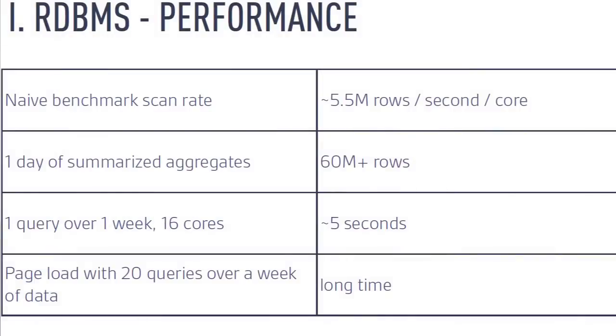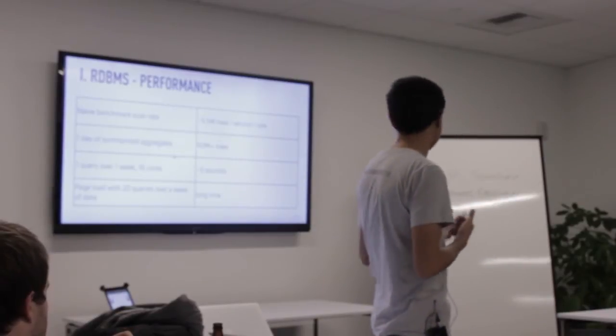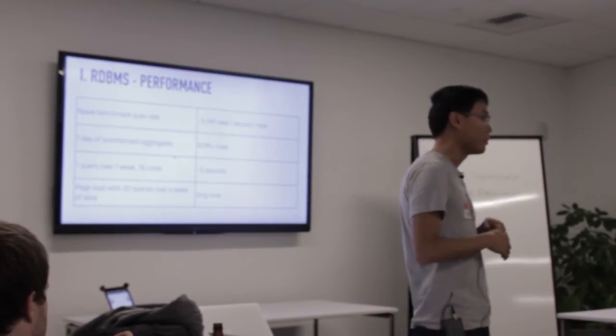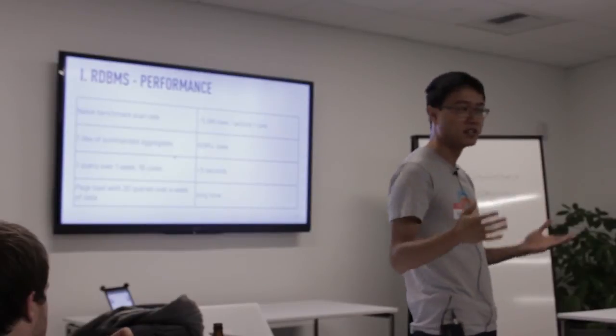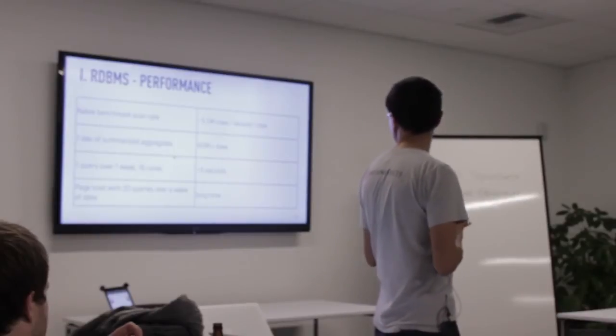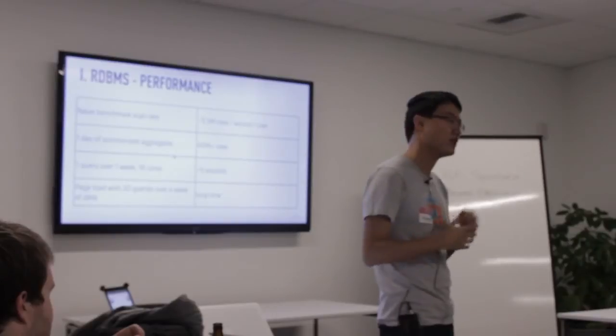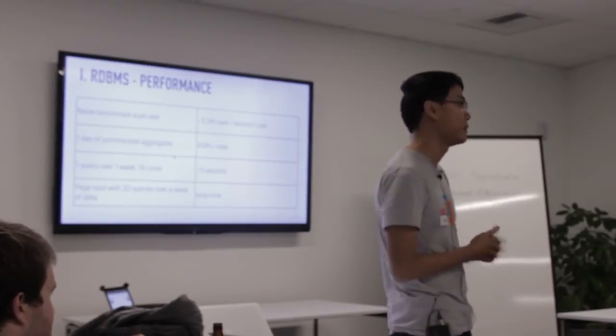What we found with benchmarking Postgres was basically the scan rate was about 5.5 million rows per second per core. A query over about 1 week of data took about 5 seconds, which is OK. The main problem is with queries that exceeded time ranges longer than that, and especially with concurrent queries. So a page load with 20 queries over about a week of data took an order of minutes, and that was a really uncomfortable, not very interactive experience.